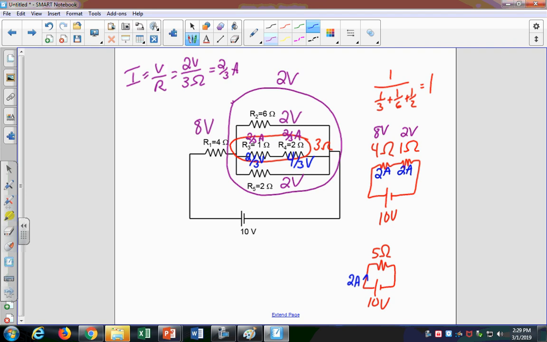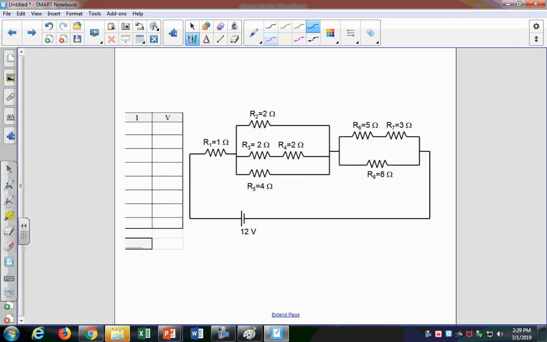All right, let's see if I got some others. Oh, this is a good one, too. Yeah, some of these are, so I don't think this one is. All right. So this one has 8 resistors, but it's not that much more complicated.